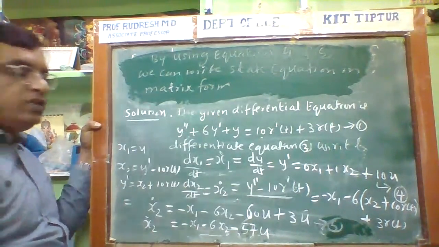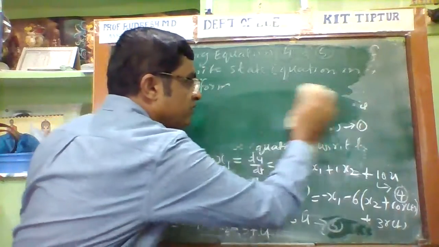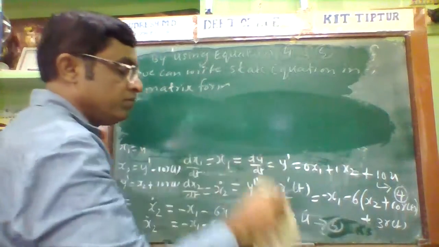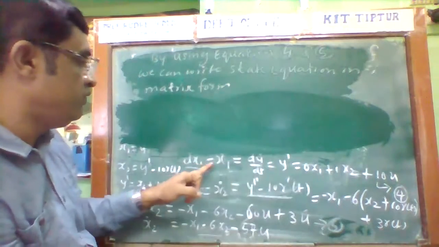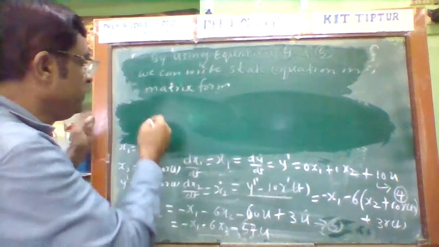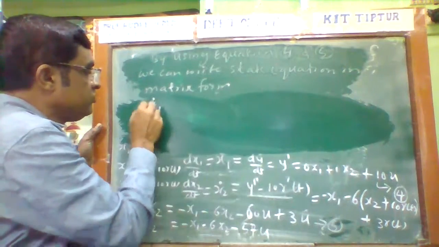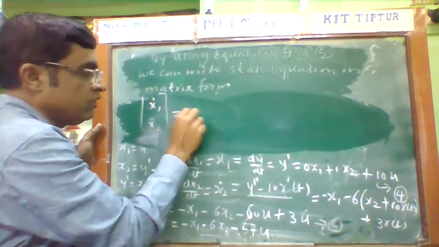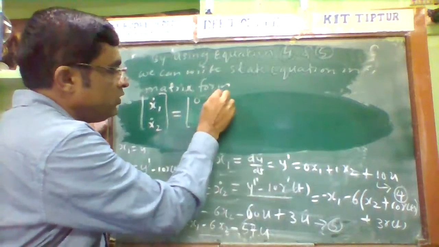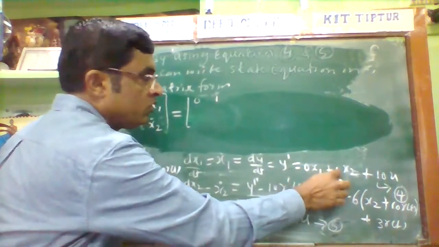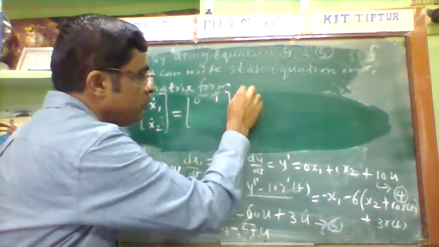By using the equations, you can write the state equation in matrix form. Therefore, equation 4 is this. What is the value of x1 dot? On the left-hand side, x2 dot. Now this is the column vector. Here the coefficient is 0, and here the coefficient is 1.